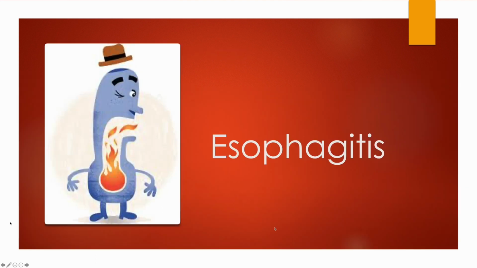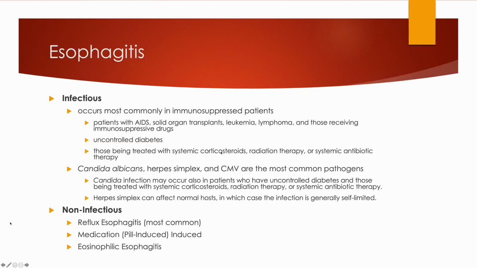So we're going to start with esophagitis. Esophagitis is what it says it is: inflammation or infection of the esophagus. There are multiple different causes for esophagitis. I love this picture. It's kind of heartburning, but also just inflammation of the esophagus. We're going to start with infectious.